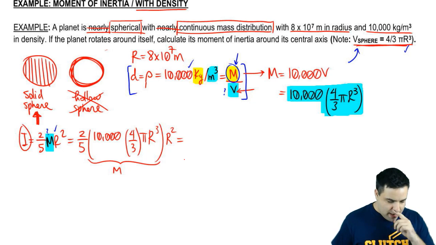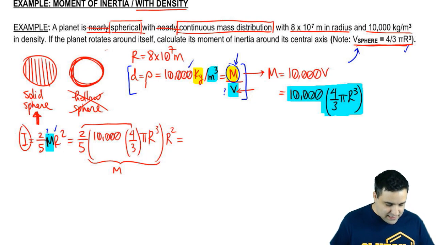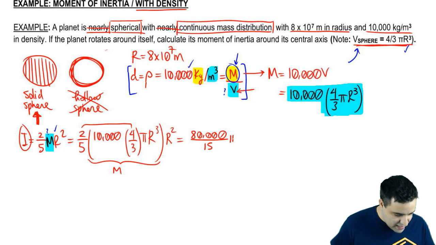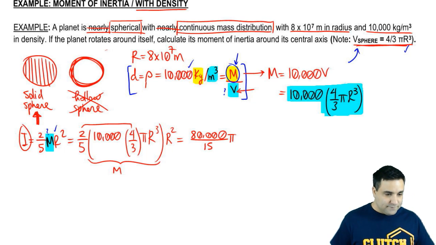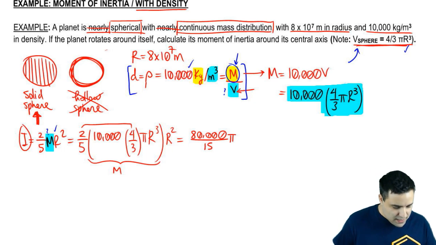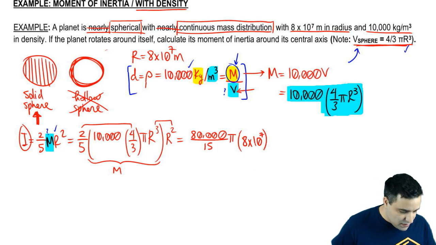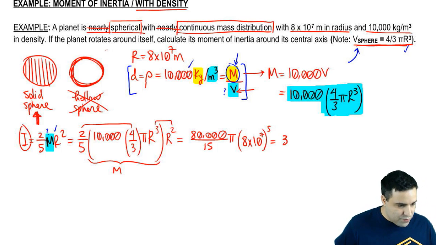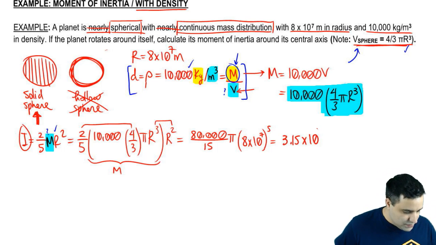If you multiply this whole thing, you're going to end up with, let's see, this is 8. So this is going to be 80,000 pi divided by 15 times r to the 5th. These two combine, r to the 5th. So it's going to be 8 times 10 to the 7, this thing to the 5th. You should expect a pretty big number, and I get 3.15 times 10 to the 45.